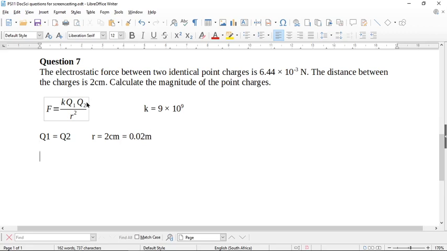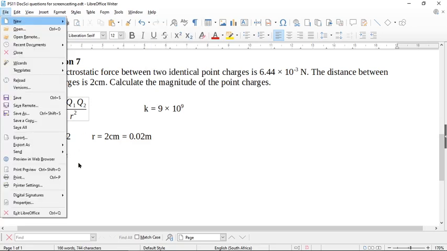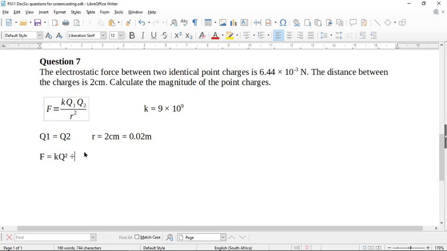So now I'm going to write my formula out, and remember I'm going to use divide for the fraction. So F equals K, and now it's going to be Q squared, it's not times, it's divided by, because Q1, Q2 now becomes Q squared over, divided by R squared, 0,02 to the power 2. So what will my force be? You need to put this into your calculator.